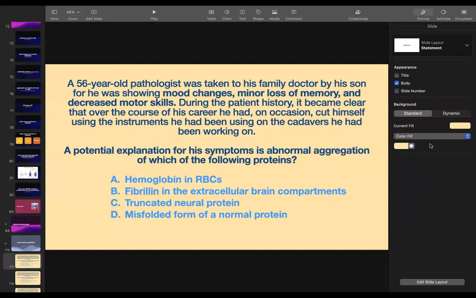You have a 56-year-old pathologist who was taken to his family doctor by his son. He was showing mood changes, minor loss of memory, and decreased motor skills. During the patient history, it became clear that over the course of his career, he had on occasion cut himself using the instruments he had been using on the cadavers he had been working on. A potential explanation for his symptoms is abnormal aggregation of which of the following proteins? Is it A, hemoglobins in the RBC? B, fibrillin in the extracellular brain compartment? C, a truncated neural protein? Or D, a misfolded form of a normal protein?